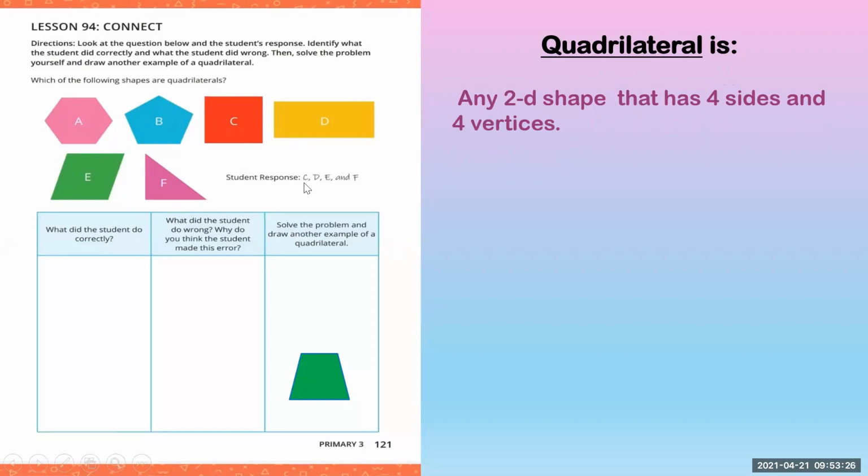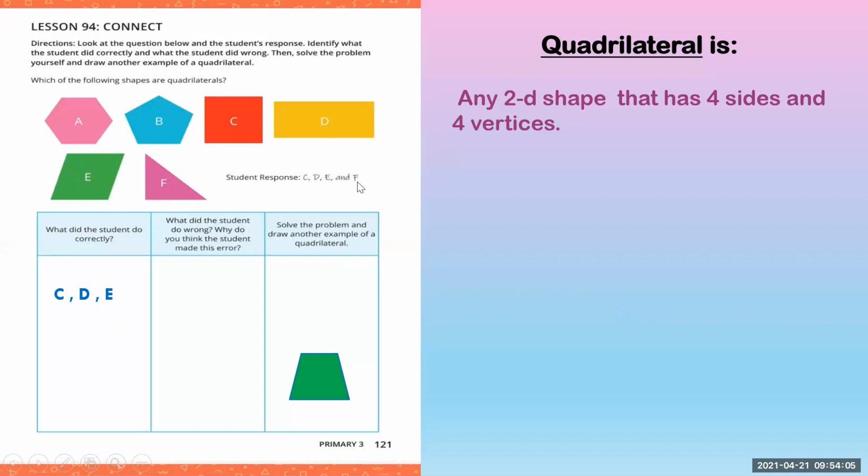Here, the student's response was that C, D, E, and F are quadrilaterals. Is it right? No, it's not right. It's wrong. It's wrong because C, D, and E are quadrilaterals. But what did the student do wrong?